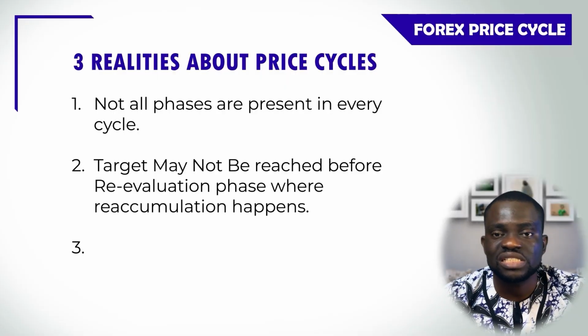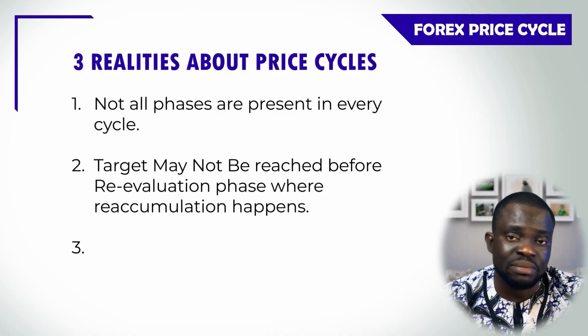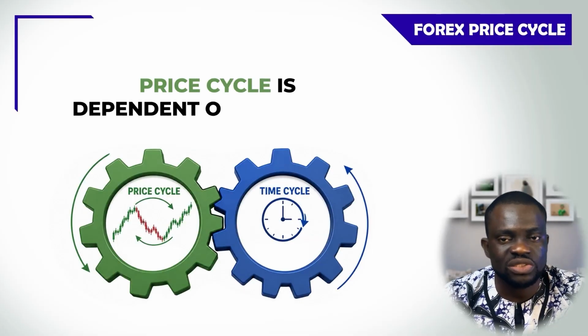The last reality about price cycle is time exhaustion. This is also as a result of the fact that movement of time is constant, but price can be fast or slow. Sometimes the price cycle ends early when the time cycle ends. This is called time-based cycle exhaustion. Delivery target may not even be reached before time cycle runs out. In summary, price cycle is dependent on time cycle. As you proceed in the series, you get to see real chart examples of these cycles.